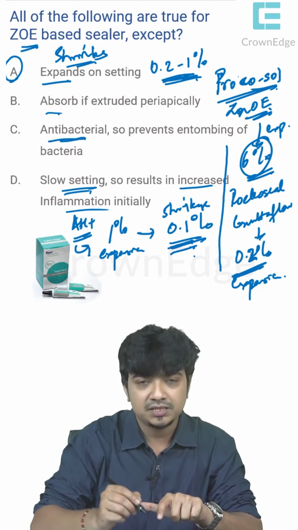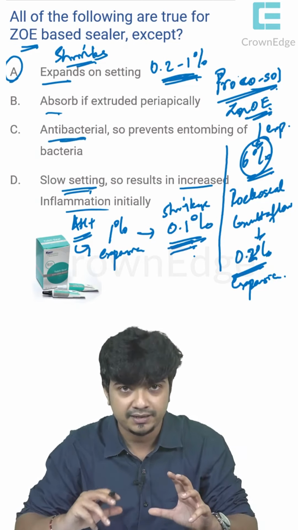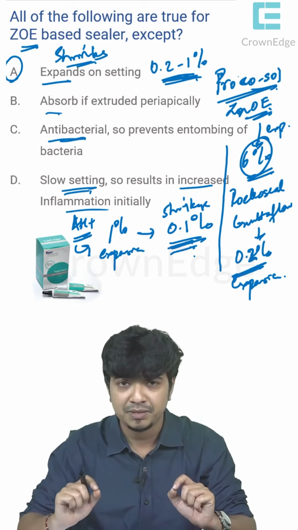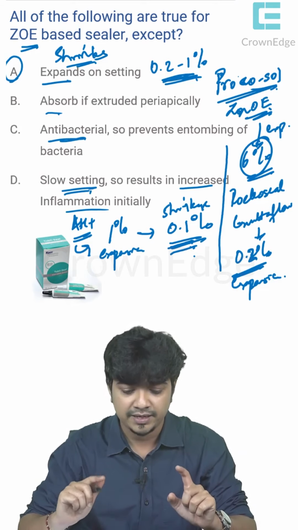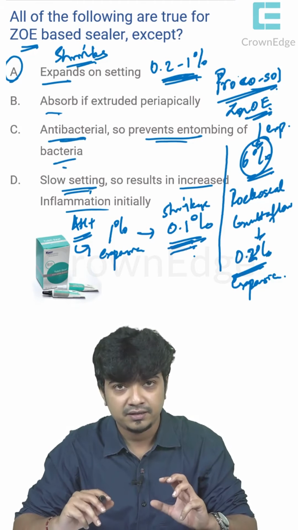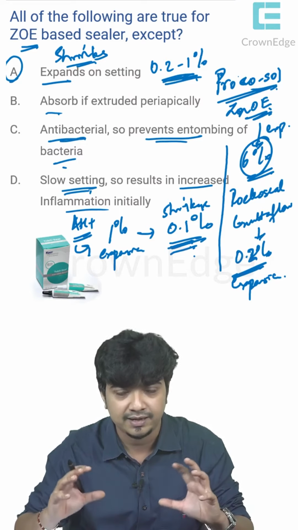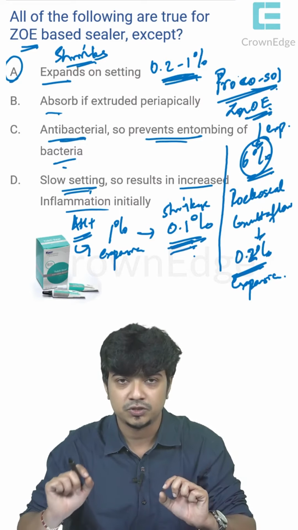Another main advantage why zinc oxide eugenol has been used is due to its antibacterial action. It is shown to be bacteriostatic, and it also prevents the entombing of the bacteria, and it lets the bacteria be killed due to the zinc oxide eugenol composition.